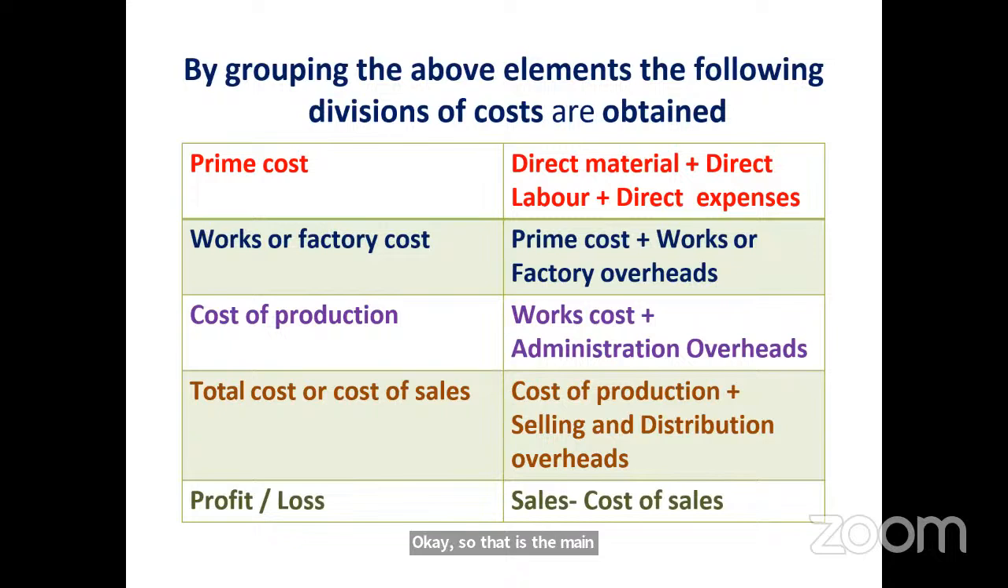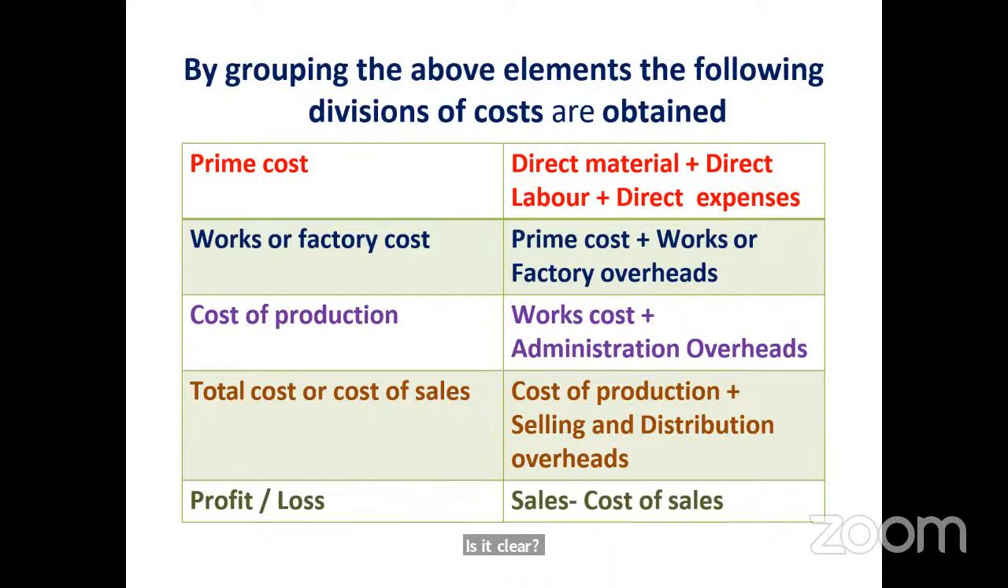Because whenever we prepare the cost sheet or statement of cost, we are able to know the breakup elements of the cost. What are the breakup elements here? It may be prime cost, works or factory cost, cost of production, then total cost or cost of sales. So let us understand what prime cost actually is. As I have already told you, the summation of all direct components is known as prime cost. Is it clear? Yes, sir.